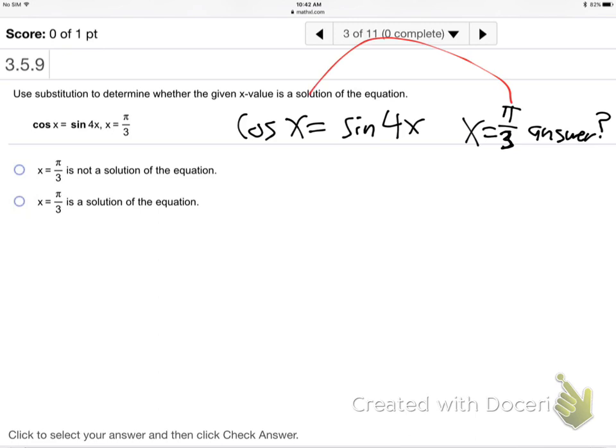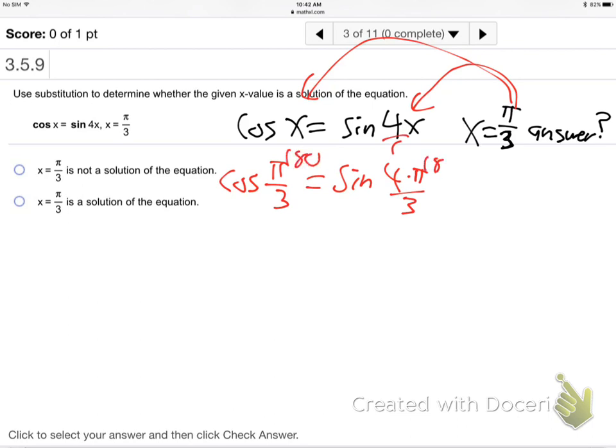All right, let's try it. So pi over 3, boom, pi over 3, boom. So we get cosine pi over 3. And here we get sine of 4 times pi over 3. The 4 goes to the top, right, because 4 over 1. So what's pi? 180. Stick in the 180. Use your calculator. This will be cosine 60. This will be sine of, I don't know, 240? Yeah. So the question is, does the cosine of 60 equal the sine of 240?